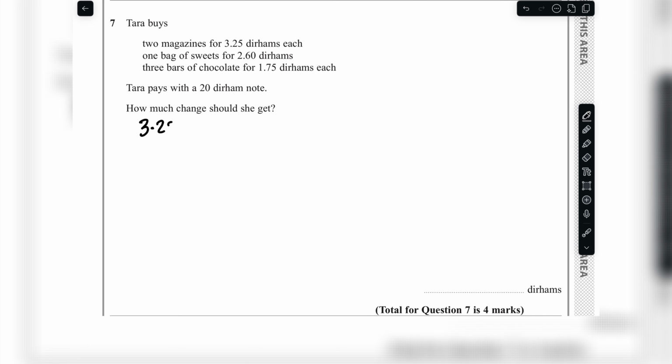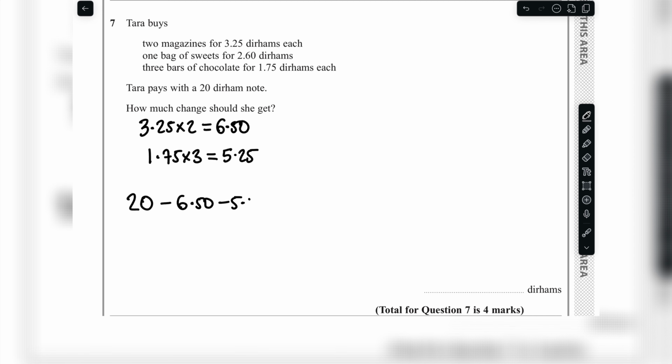So if we multiply 3.25 by 2, that gives us a value of 6.50. And 1.75 multiplied by 3 gives us 5.25. So the change that she would receive will simply be 20 minus 6.50 minus 5.25. And remember that she also bought 1 bag of sweets for 2.60 dirhams. So we'll subtract this value from that. And when you put that into your calculator, you get a value of 5.65. And that is your final answer.